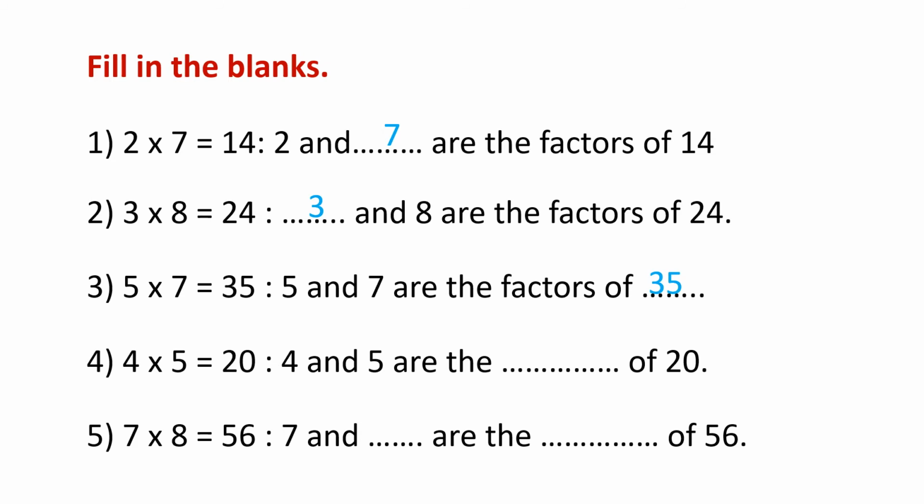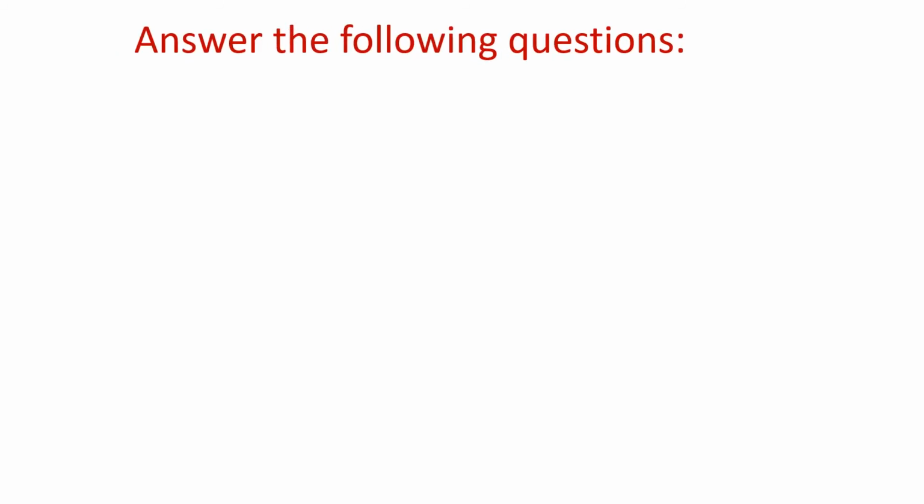The next is question number 4. 4 multiplied by 5 is equal to 20. 4 and 5 are the dash of 20. Now tell me what we have to write in this blank. Yes, the answer is factors. And the last is question number 5. 7 multiplied by 8 is equal to 56. 7 and dash are the dash of 56. So the first answer is 8 and the second answer is factors, because 7 and 8 are the factors of 56.